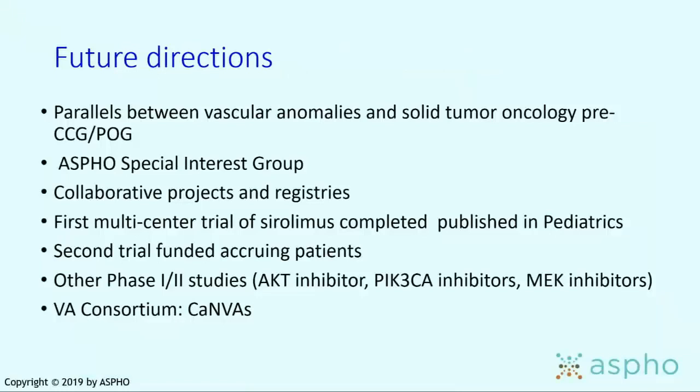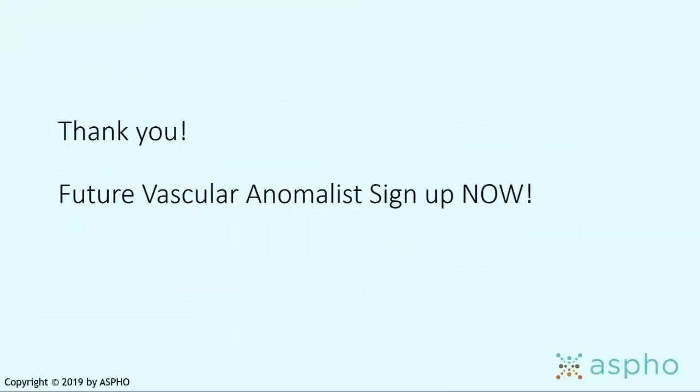So our future directions, we started a vascular anomaly consortium. We do have a vascular anomaly special interest group for any of you who are interested. Vascular anomalies to me is an open page. There's so much that we need to discover about them, and there's a lot of opportunity for young investigators to really move forward in this. We have this special interest group. We have collaborative projects. We now have 2 studies that are open. We're hoping to have more studies open with MEK inhibitors. And then we have our consortium.